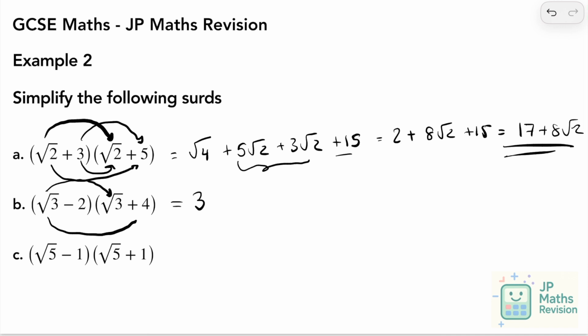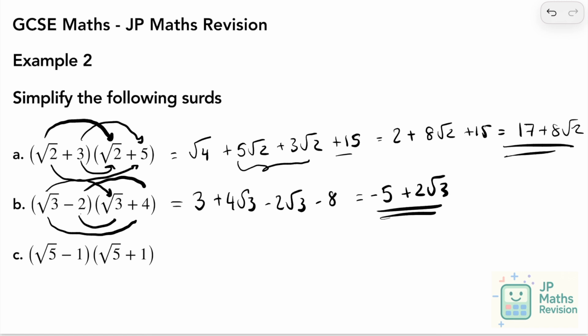4 times root 3, that's going to be 4 root 3. Inner, so minus 2 times root 3, that's minus 2 root 3. And then we're going to do minus 2 times 4, so that's minus 8. Simplifying this, we've got 3 take away 8, so that's minus 5. And then 4 root 3 minus 2 root 3, that is 2 root 3. And that is the answer.